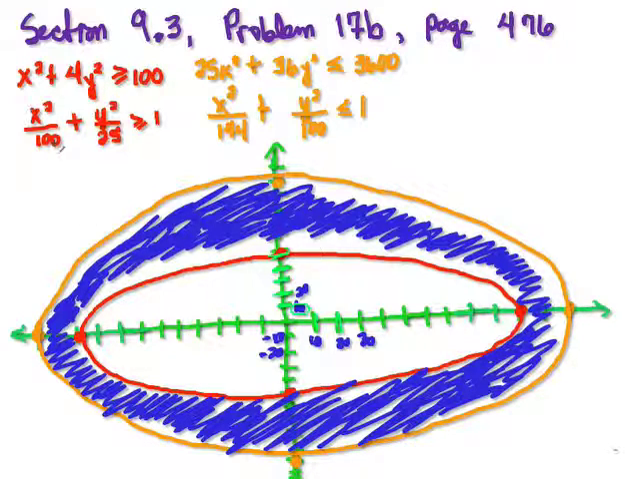What else can I say? Look at the red ellipse. It is greater than or equal to 1. And so notice how the blue region is bigger than the red ellipse, but it's less than or equal to 1. It's smaller than the orange ellipse. So again, it's everything in between.